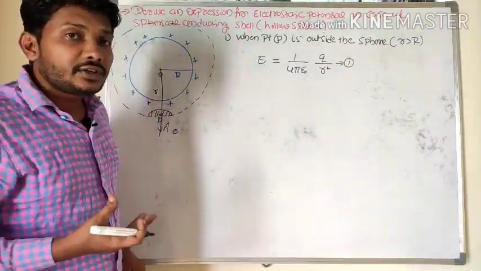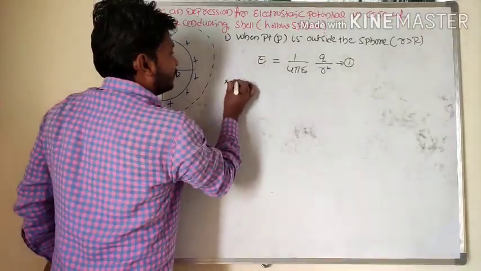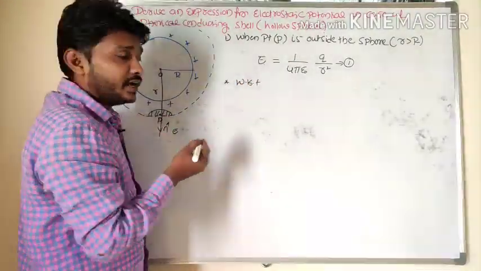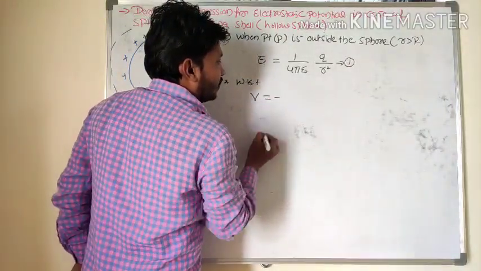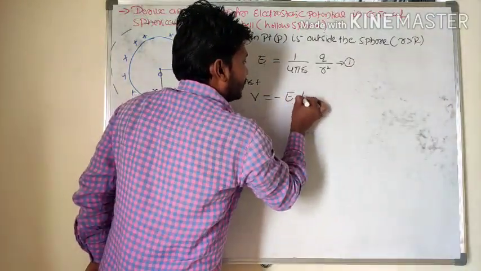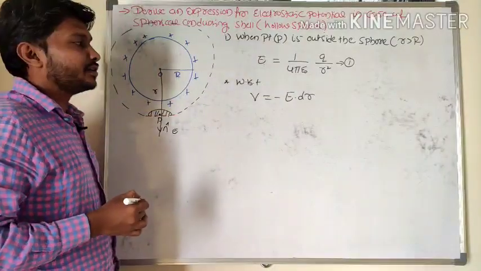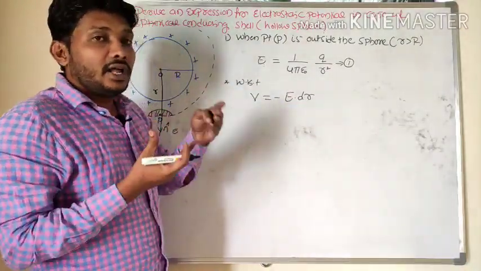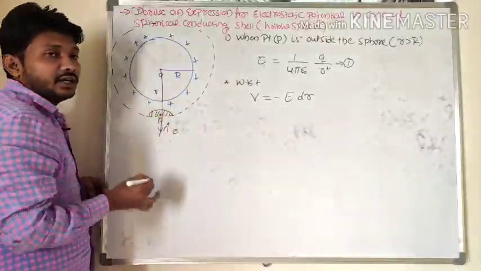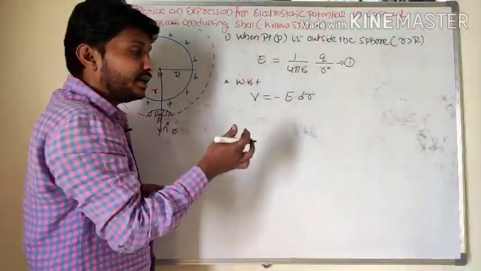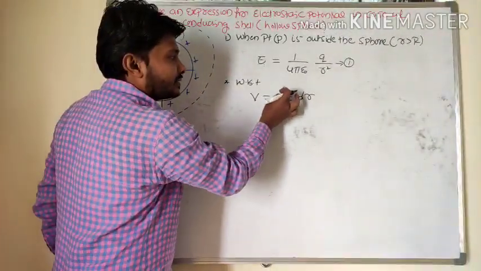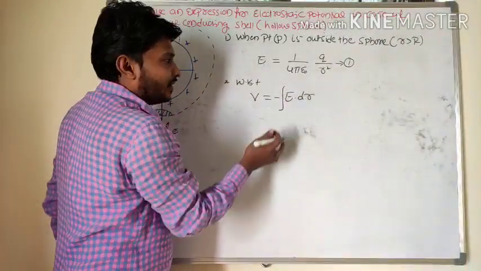So I know the relation between field and potential. What is the relation between field and potential? V is equal to minus of E into dr. I would like to determine the potential at a particular point, which means I want to apply integration here. So V is equal to minus integral of E into dr.